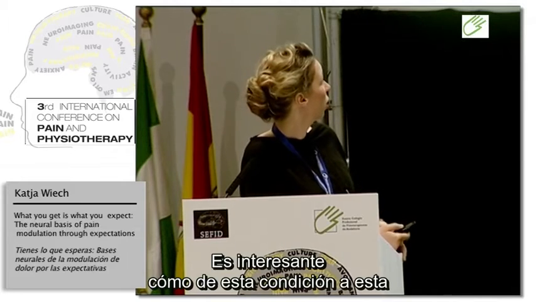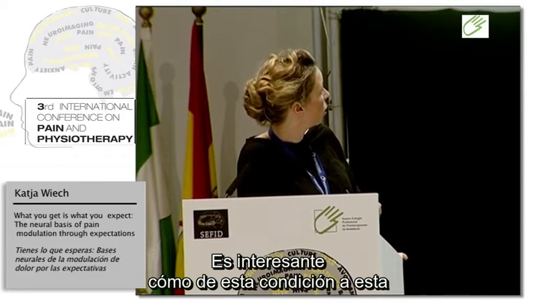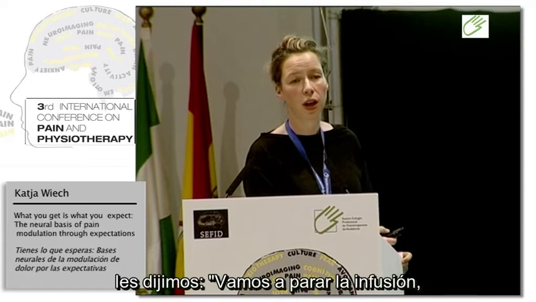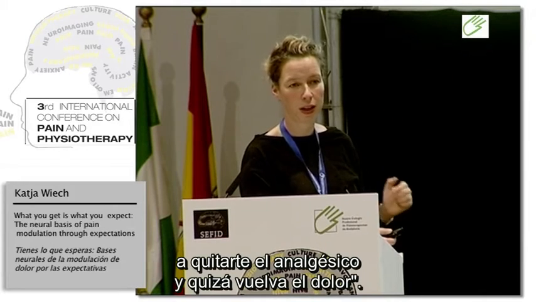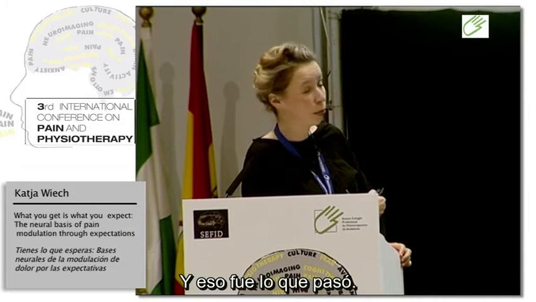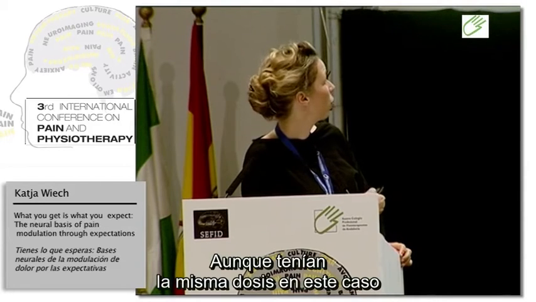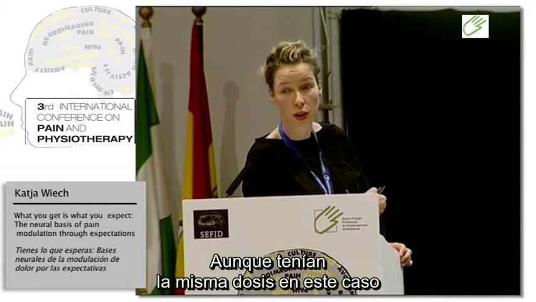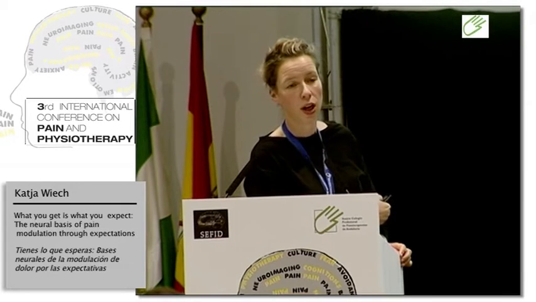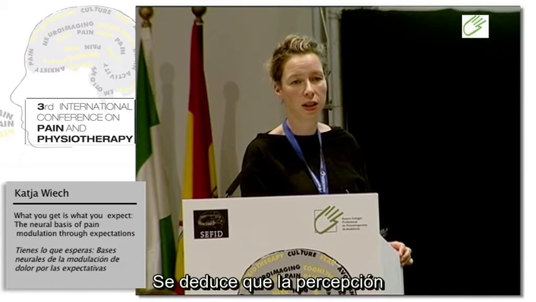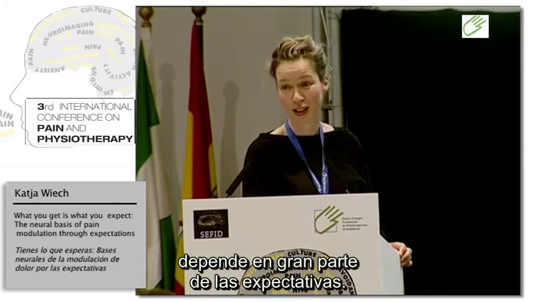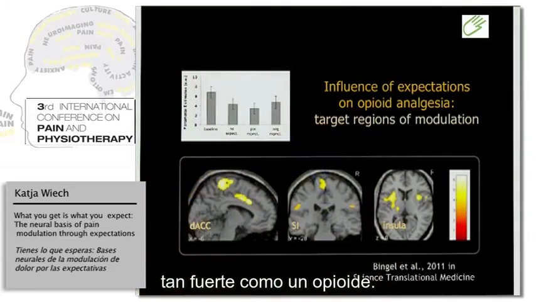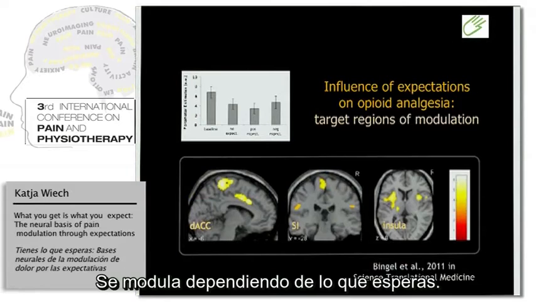You're just telling them that they are going to get a painkiller now, and you double the effect. And then interestingly, from this condition to this condition, we told them, now we stop the infusion, and you will get off the painkiller, and the pain might come back. And that's exactly what happened. Even though they were still on the same dosage in this condition, they were still on the drug. So what does that tell us? That tells us that perception very heavily goes with expectations, even though you have something as hardcore as an opioid. Yeah? It's modulated by what you expect.